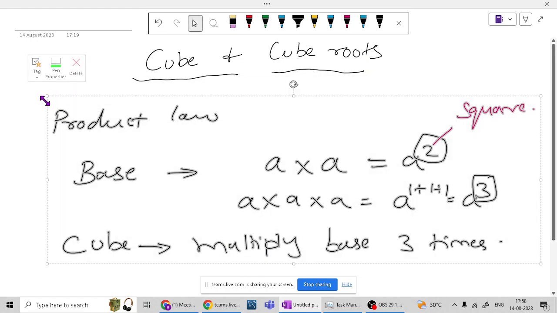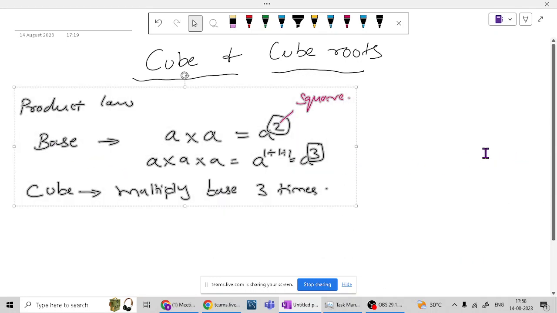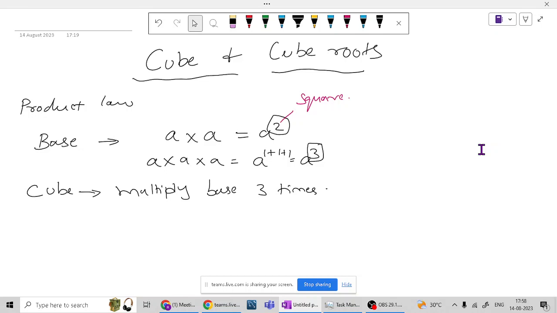So should we take this one? Yes, this is like definition. So even here we use product law. For square and square roots, cube roots, we use product law. So cube is multiply the base thrice.